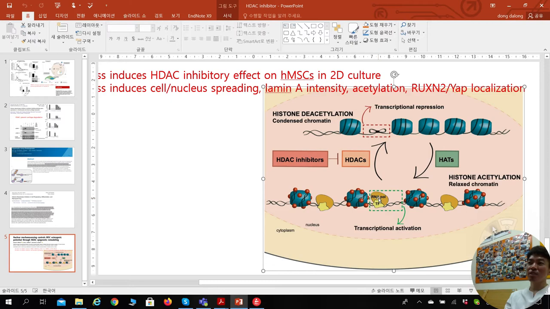Another way, if you want to turn off a certain activation protein or transcription factor, it deacetylates. The enzyme that induces deacetylation is histone deacetylase. This is called HDAC, okay? So when you want to turn off the protein, the chromosome is induced by HDAC to deacetylate. And when they want to turn on, there is histone acetyltransferase, which makes acetylation. Simply, acetylation turns on, deacetylation turns off.